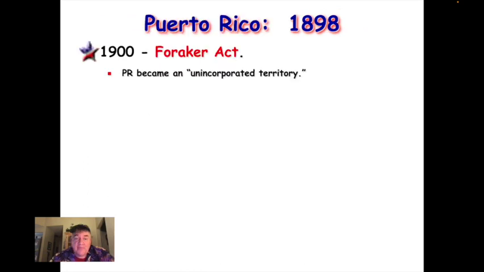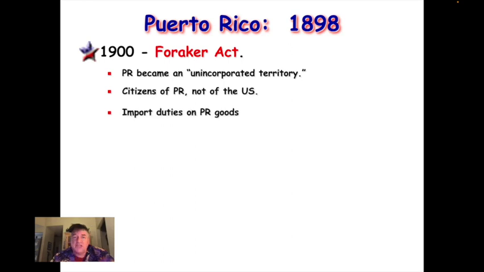The deal with Puerto Rico is they are an unincorporated territory. They're a territory. At that time, their citizens were not citizens of the United States, but eventually they would become citizens. And here's where the money's made. Import duties. Yes, that's right. Puerto Rico, you could do business with America, but we are going to be taxing and tariffing and all these other things that we can now do.